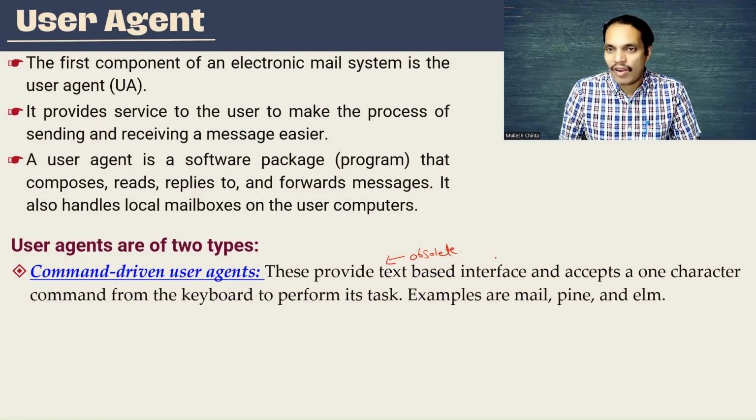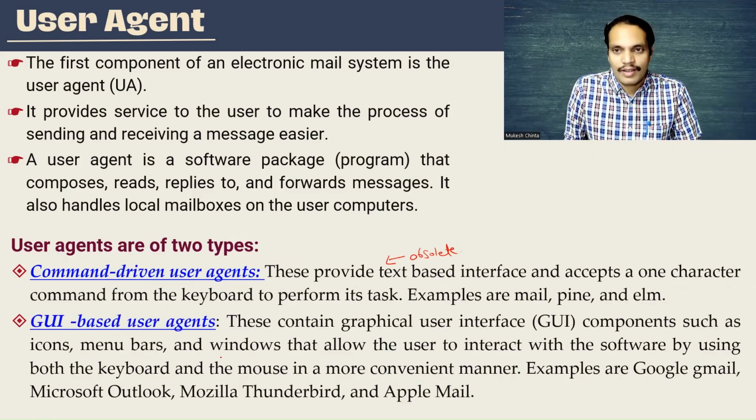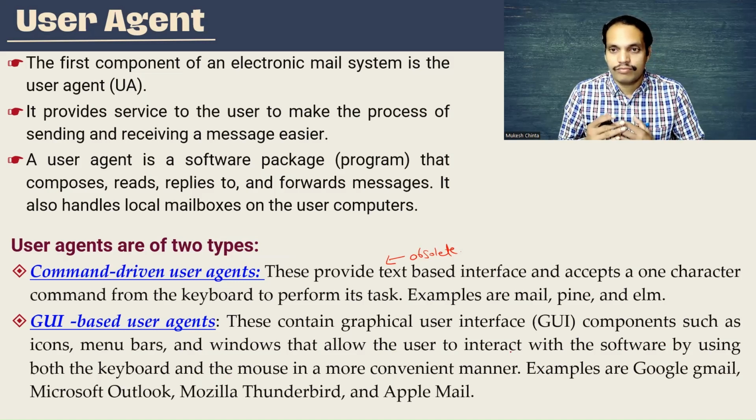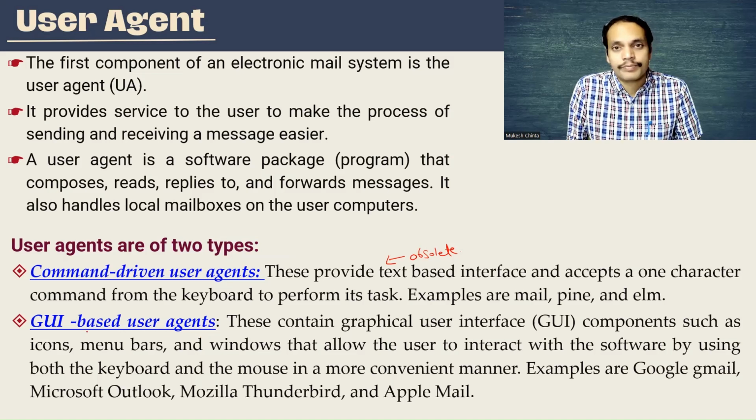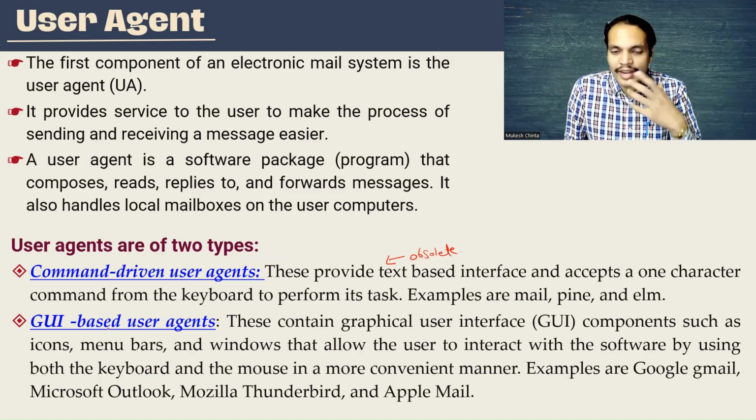And most of the modern ones, almost everything that you use right now, are GUI based. If you ask me why GUI based, simple answer, for convenience. These contain GUI components such as icons, menu bars, windows that allow the user to interact with the software using both the keyboard and the mouse in a much more convenient manner. The general human tendency is to go for a more convenient system, much easier to use. That is why nowadays all the user agents are based on a graphical user interface. You have different menus, different icons, it looks nice, colorful. Examples are Google's Gmail, Outlook, Mozilla, Apple Mail; all these come under the GUI based user agents.